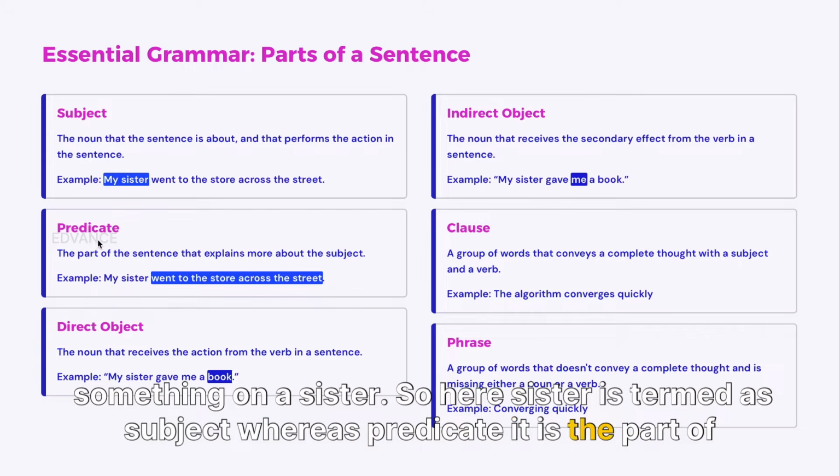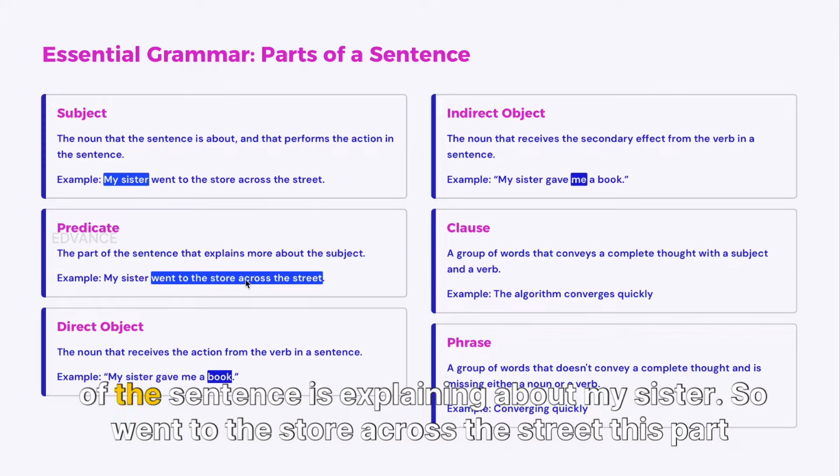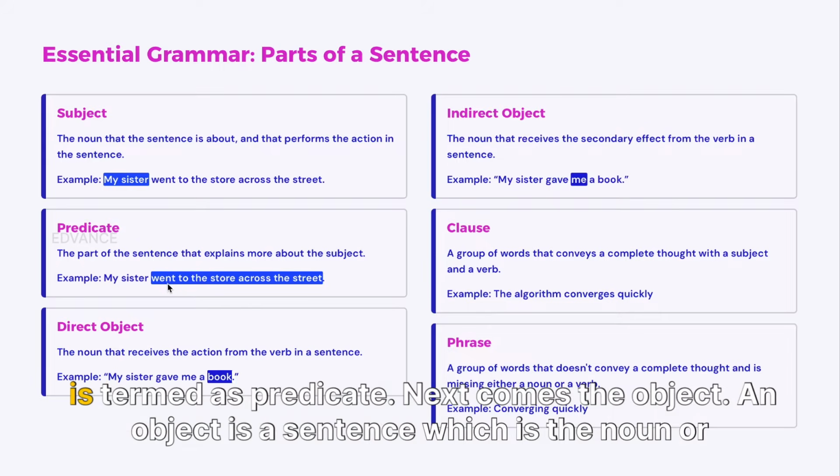Whereas predicate is the part of a sentence that explains more about the subject. So here the subject is my sister. The remaining part of the sentence is explaining about my sister. So went to the store across the street, this part is termed as predicate. Next comes the object.